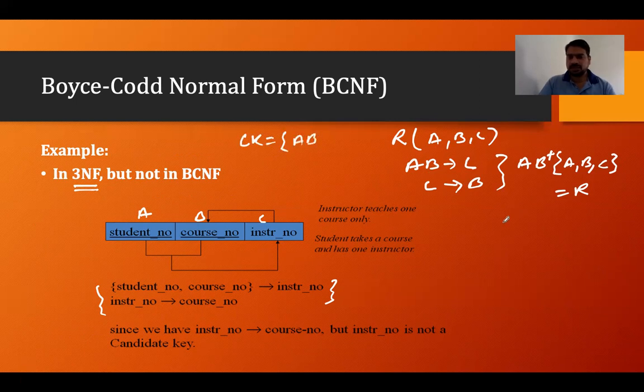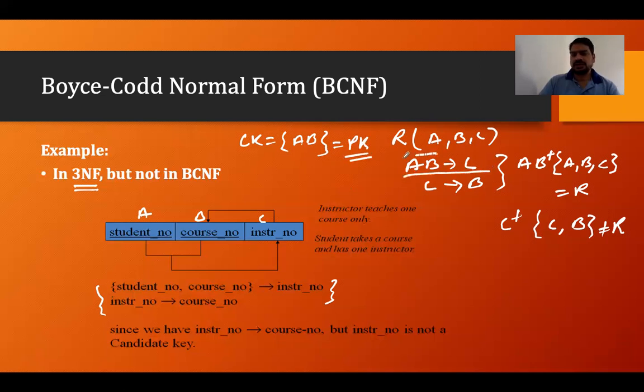Let's find the C closure. C closure will be C. C is determining B. Is CB determining anything else? It is not equal to R. So AB is the candidate key, and this is also the primary key. If we consider AB as the candidate key, then this functional dependency is okay because the left-hand side part, the determinant, is the candidate key. Now, what about C determines B? Is C a candidate key? No, it is not. So this is a problem.